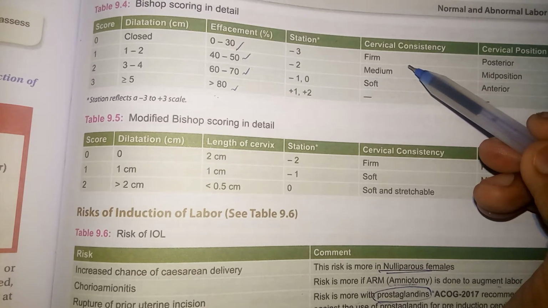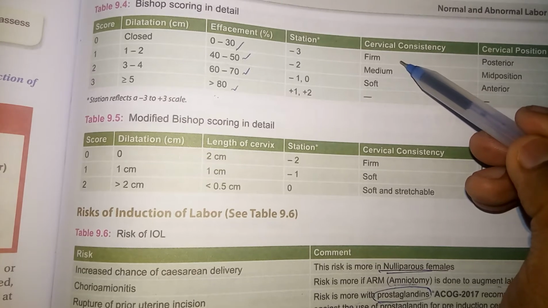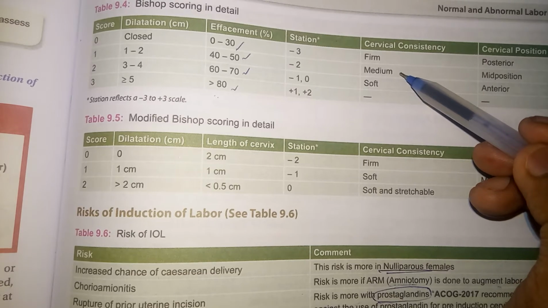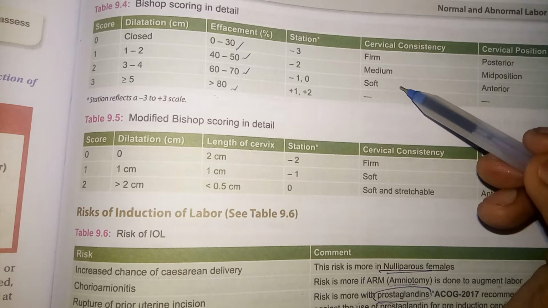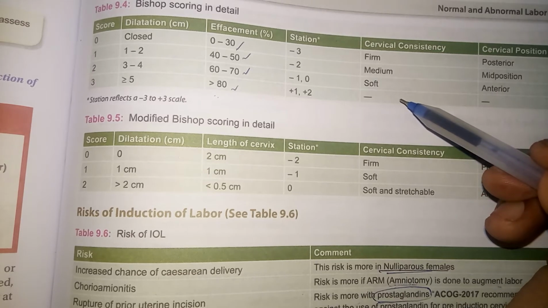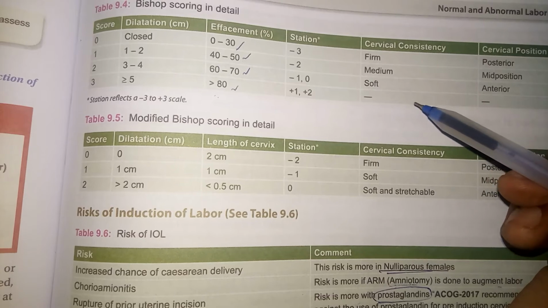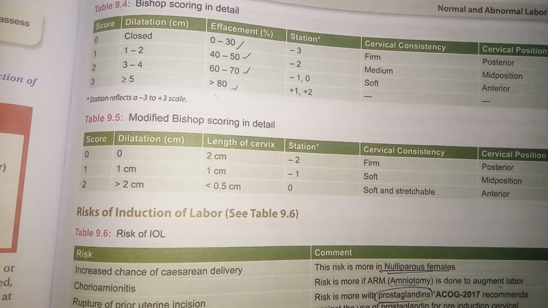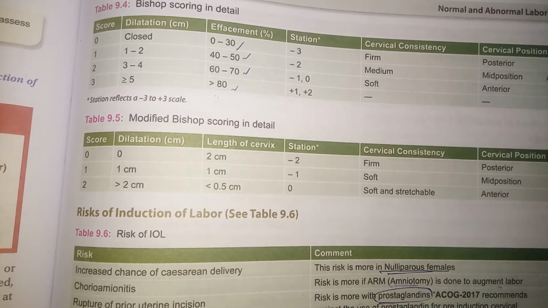Cervical consistency. When cervical consistency is firm, the score is 0. When cervical consistency is medium, the score is 1. When the cervical consistency is soft, the score is 2. And for giving score 3 also the same, right? Or cervical position.